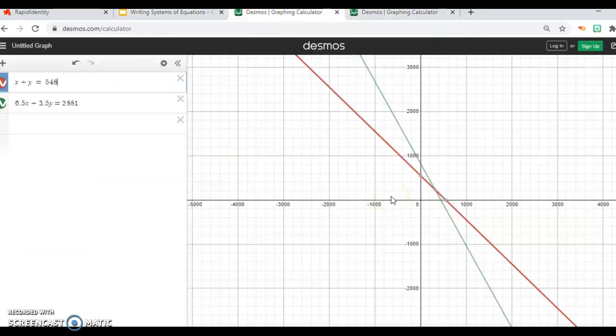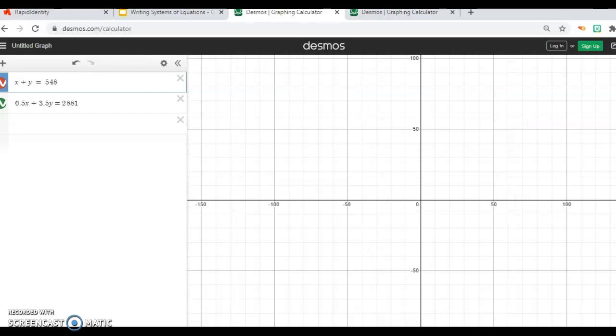Here is the Desmos calculator. Remember, we had, I believe it was A plus C equals 548. In Desmos, you have to use X plus Y. All right? So it says X plus Y equals 548, and then it says $6.50 times the adult tickets, X, plus $3.50 times the child's tickets, Y, equals 2,881. So as long as you enter it like this, you may also have to zoom.